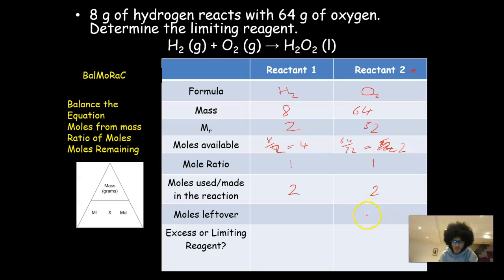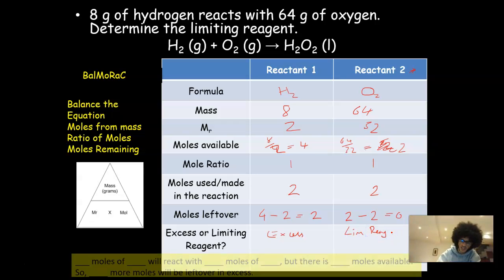Now let's work out the moles left over. I started with 2 moles. I've used up 2 of those moles. I've got none left over. Here I start with 4 moles. I've used 2 of them. Therefore, I have 2 left over. Now you can see clearly that the hydrogen is in excess. So I'd write this as excess. Whereas my oxygen here is the limiting reagent.